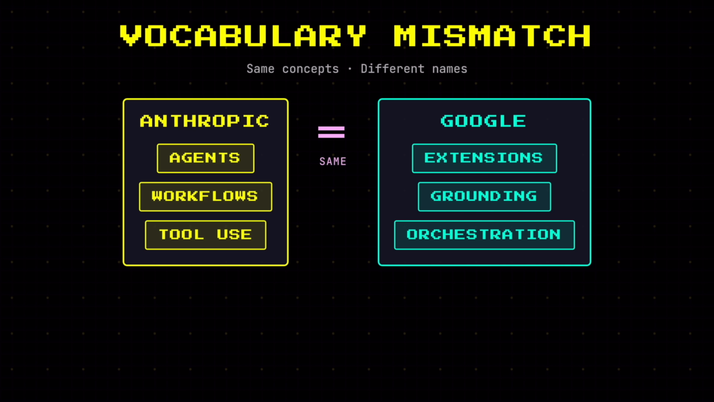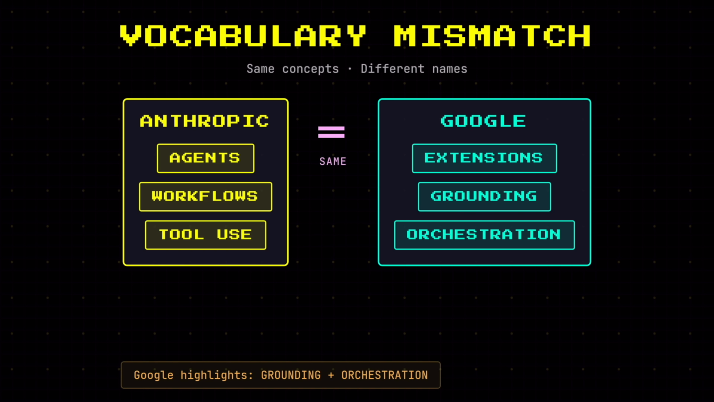Mostly the same thing with different names. But Google's framing highlights two concepts Anthropic doesn't emphasize as strongly: grounding and the explicit orchestration layer. And understanding their perspective makes you a better agent builder regardless of which platform you use.